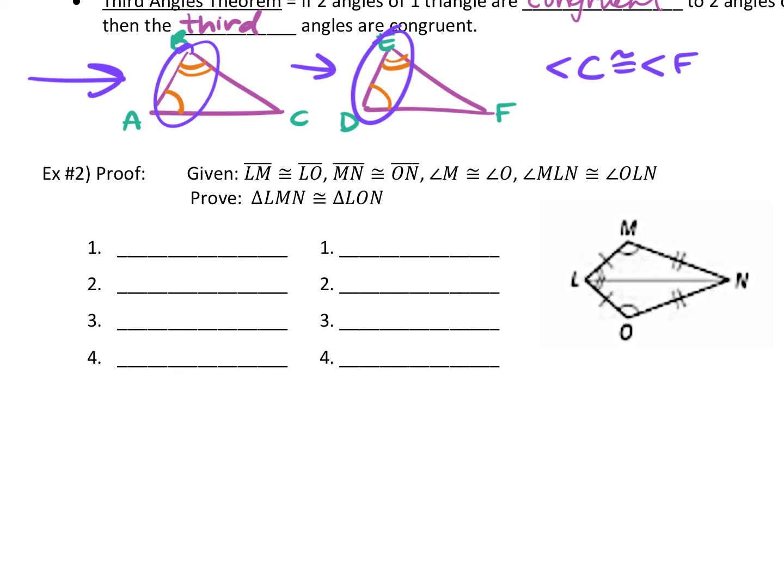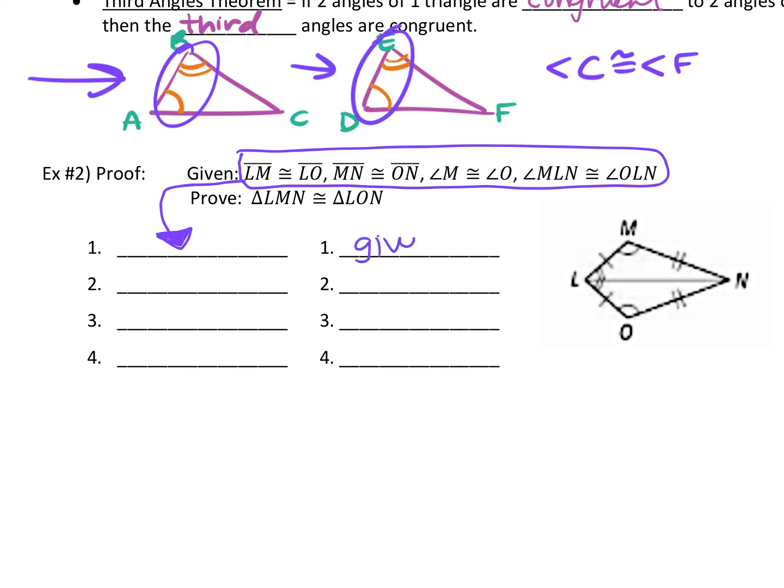Tell me what of these blanks you can fill in right now for me. Keith. The given, okay? I'm not going to rewrite that. I don't need you to rewrite that. Just put a big circle around it and draw an arrow to number 1. The reason being it is given. What other blank do we know right now?